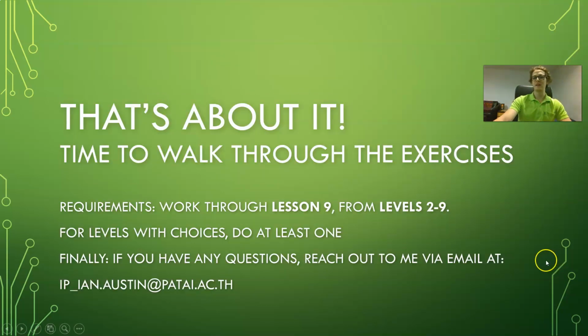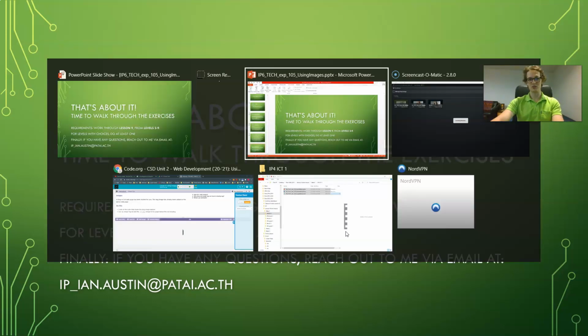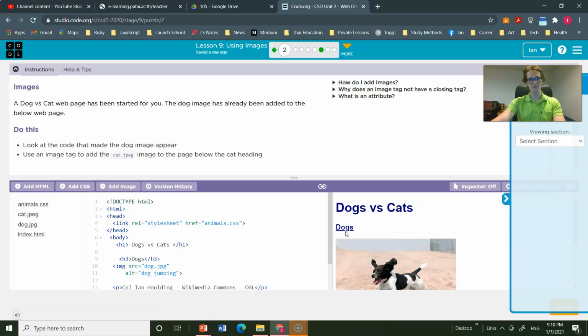That's about it. Time to walk through the exercises. For this week's lesson, requirements, work through lesson 9 from levels 2 through 9. For levels with choices, do at least 1. And finally, if you have any questions, reach out to me via email at ip_ian.austin@patai.ac.th. Okay? Let's go to code.org and take a look.